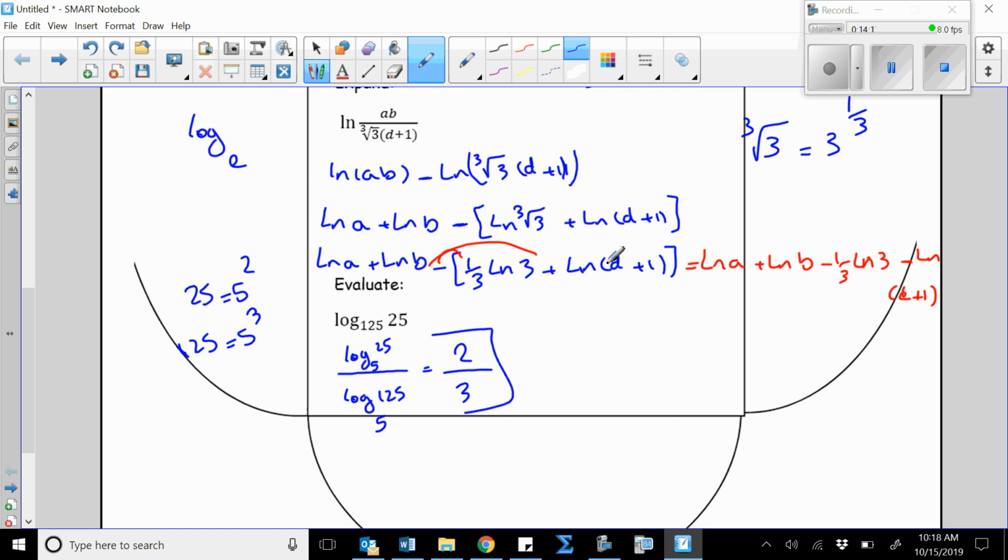So that's how we can use rules of logarithm in order to solve some logarithm expressions and equations.